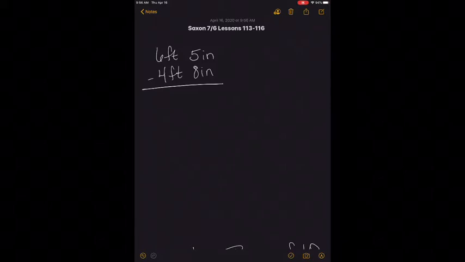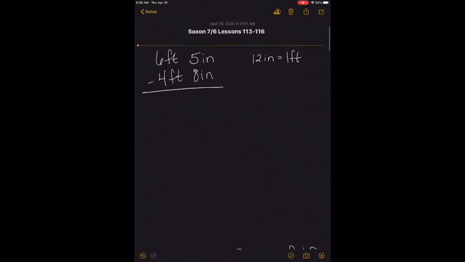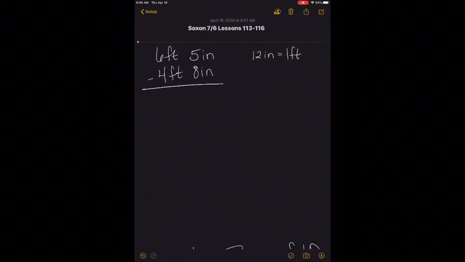subtraction problem. So when you have these mixed measures, you have to remember that when you borrow to subtract, for example, you have to remember how those units relate to one another. So in this example, we have feet and inches. So we have to remember that there are 12 inches in 1 foot. So right now we can't subtract because 8 is greater than 5 and we're trying to subtract. So we have to borrow from our 6.